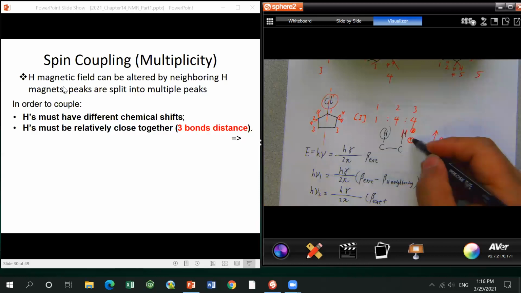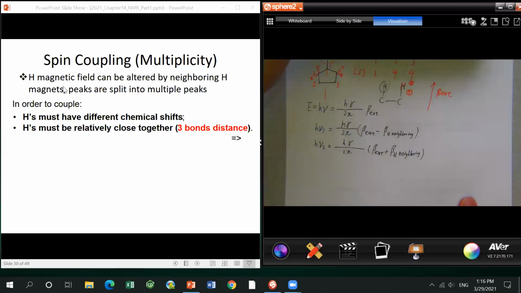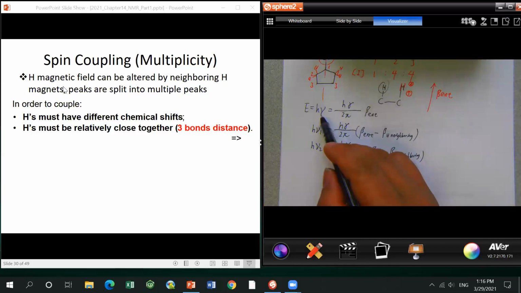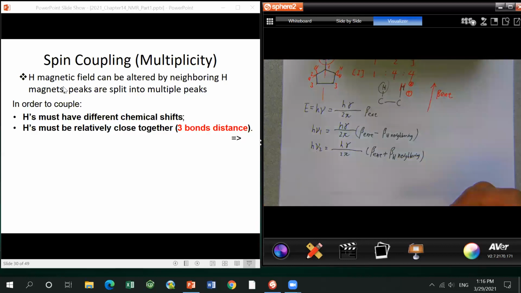B external plus B neighboring. If it's the same direction, you get a reinforced external magnetic field. In this case, originally there was only one signal, and now it splits into two, because of the neighboring hydrogen's magnetic field. Just keep that in mind.